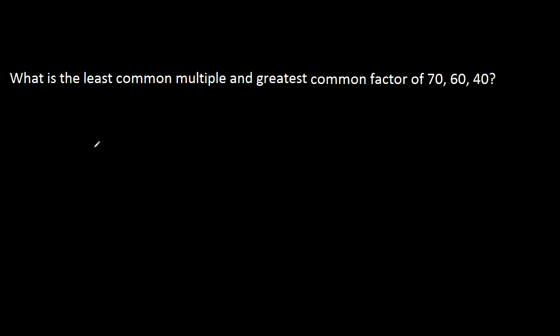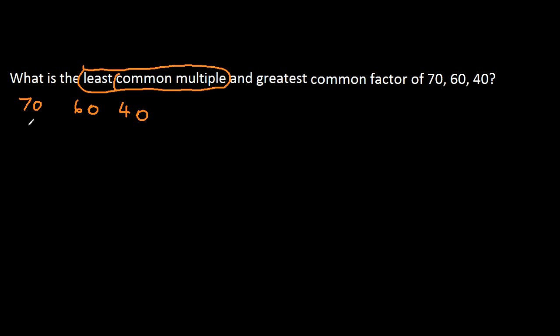Alright, so first let's do the least common multiple. The least common multiple of 70, 60, and 40. So how do we do that? First I'm going to write down 70, 60, 40. I'm actually going to circle this part just because it's orange.